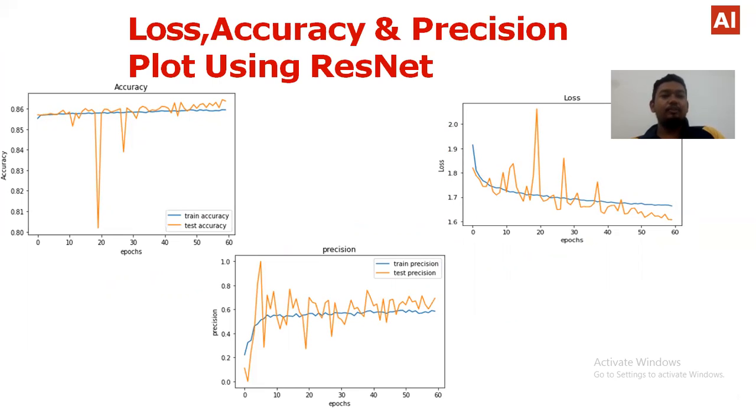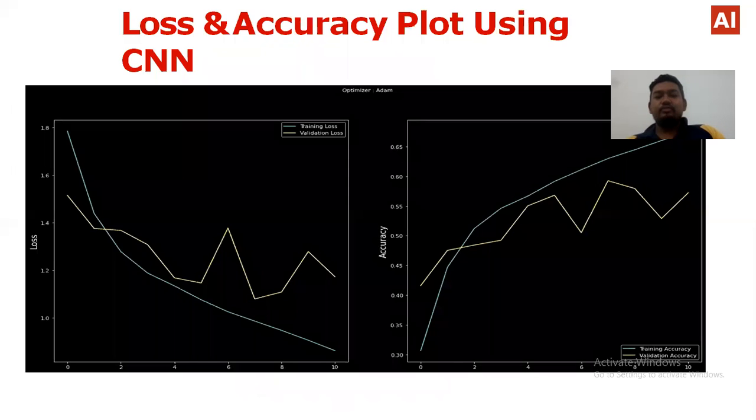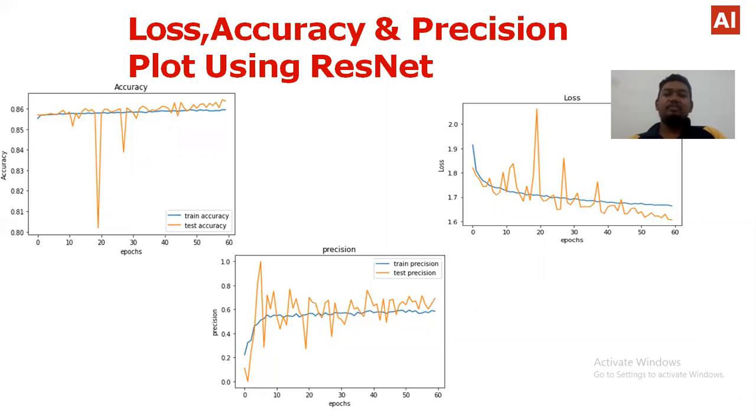So we built our model, and this is the loss, accuracy and precision plot using ResNet. First of all, the train accuracy is about 85 point something, and the test accuracy is also near the same, but at 20 epochs it rapidly drops, and there is very little loss in precision with ResNet. This whole graph is with respect to epochs.